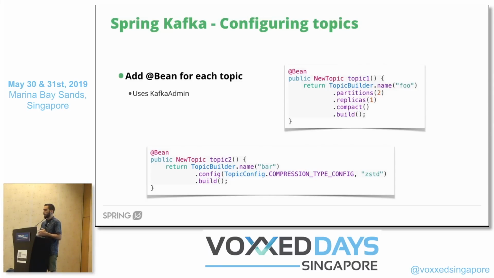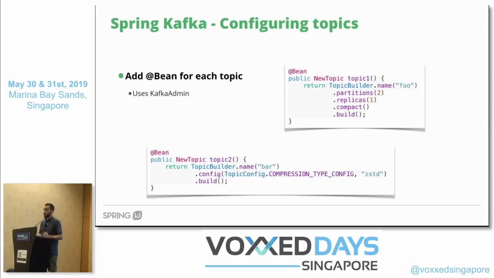Like in this example, we create a topic with a couple of partitions, one replica, and we basically make it a compacted topic, right? So not a delete policy, but a compact policy. In the second example, we are passing some configurations to the topic as well. So we're basically defining the compression type to Zstandard, which is a compression algorithm from Facebook, quite efficient. So we're basically building that topic, and we're just exposing that as a bean.